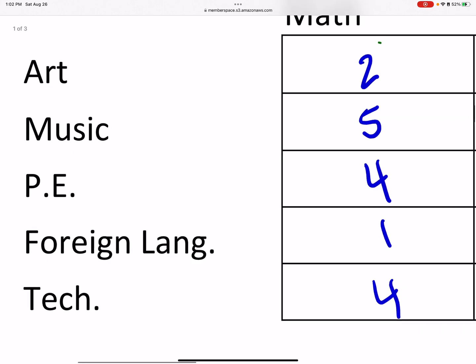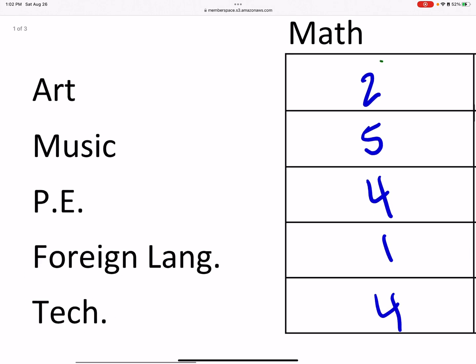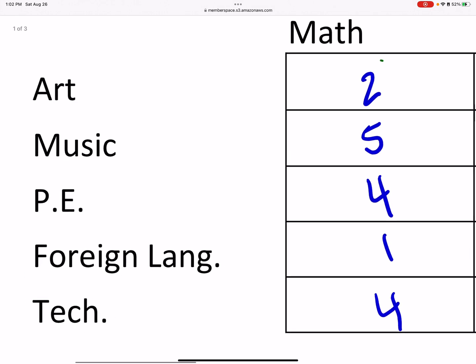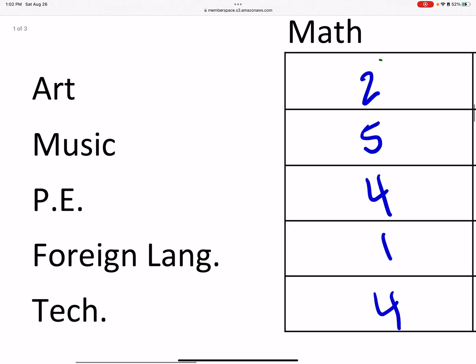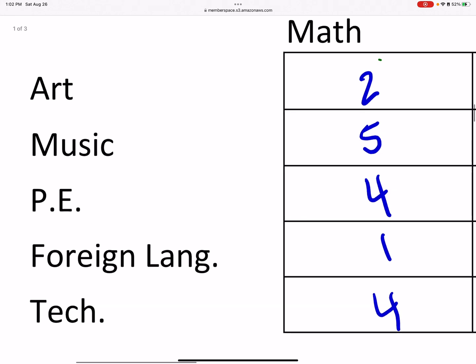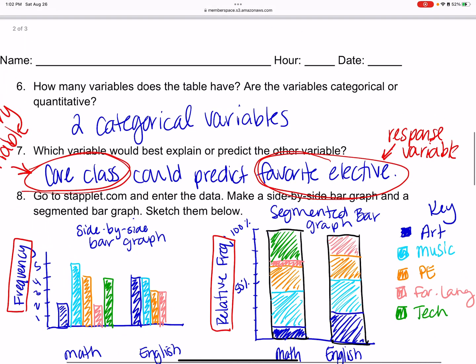So 4/16 would be my conditional relative frequency of the math students who chose tech, because I'm asking only of the math students. So all of these over 30 would be my conditional relative frequency of math. All right, the notes, also here we go.